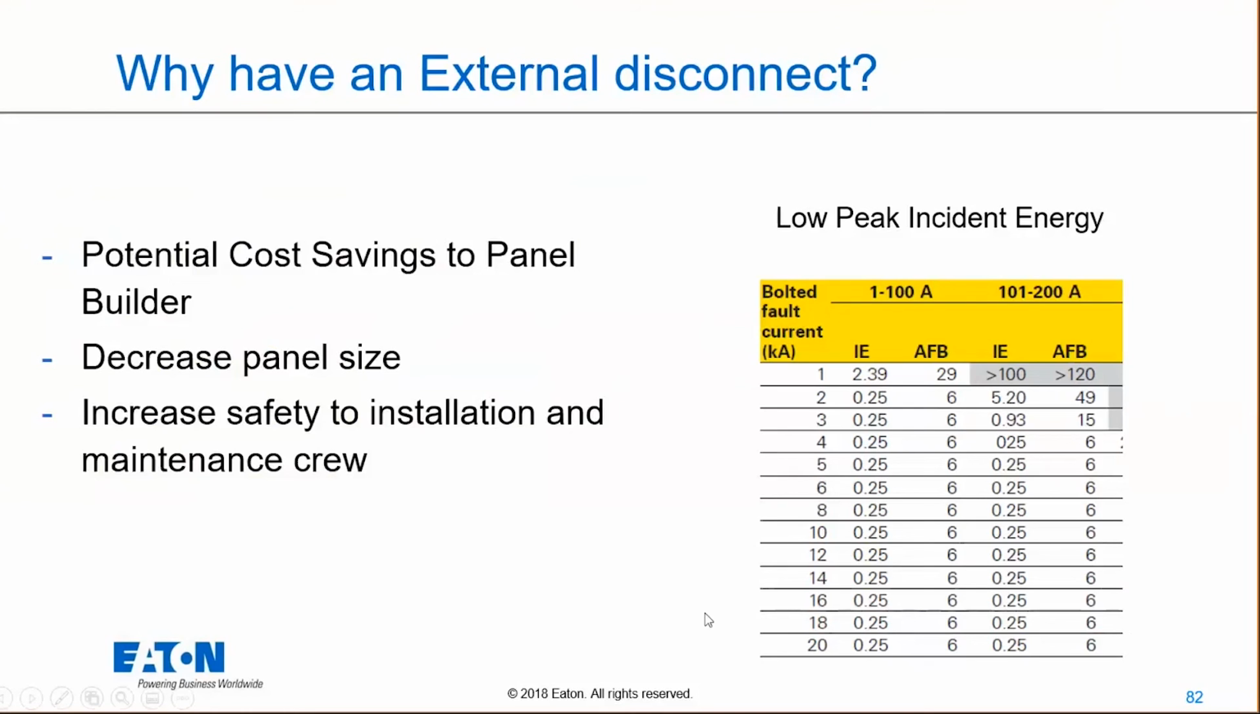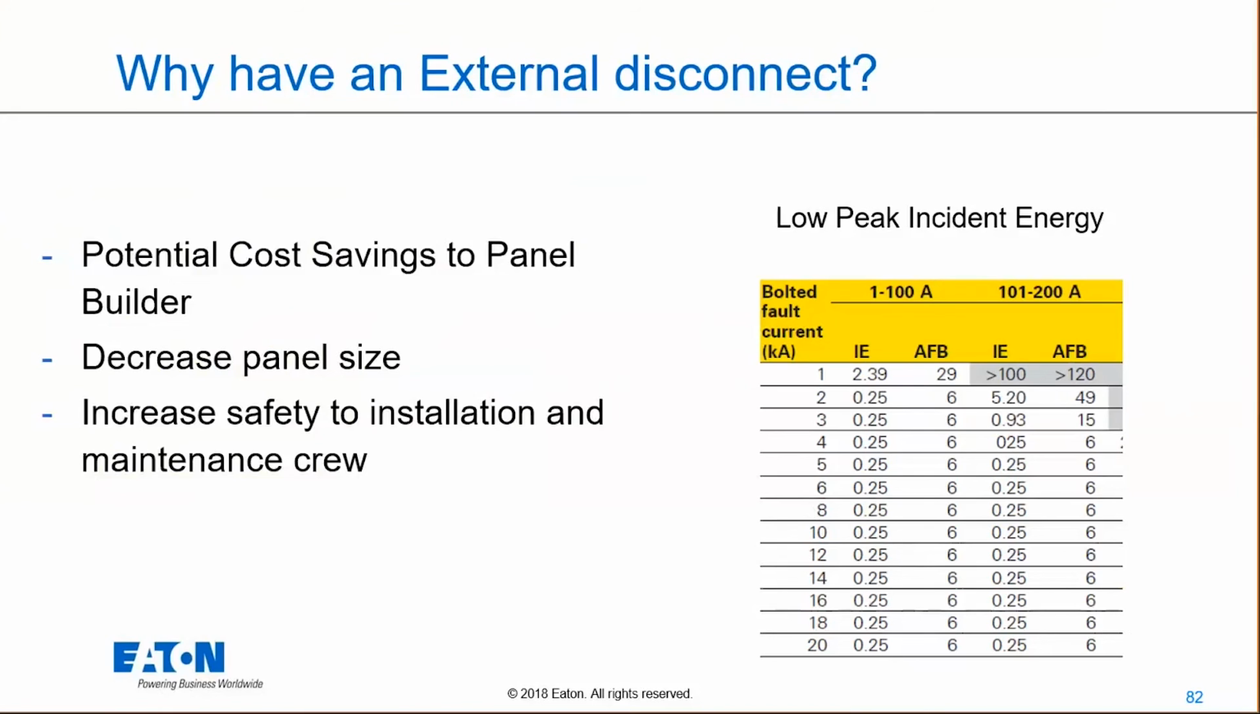If you look at this chart, on the top you'll see 101 to 200 amp, and these are Low-Peak products from Bussmann. If you use our Low-Peak products, we will get an incident energy level shown there depending on the fault current. If I go over, for example, to a bolted fault current of 10,000 amps, right in the middle, I go to bolted fault current, go down to 10, go across, my incident energy level is going to be very low. It's 0.25, which is very, very low. And my arc flash boundary is very low as well.